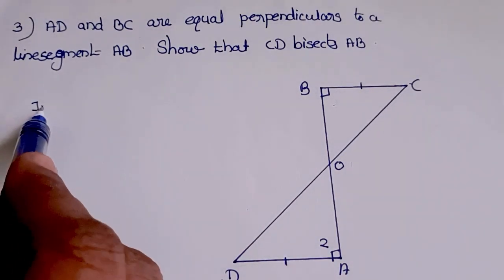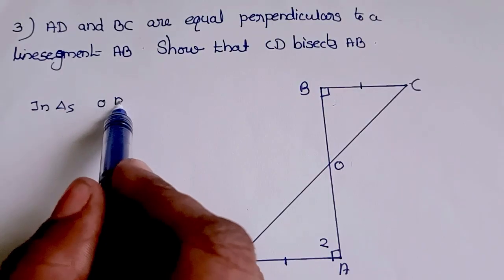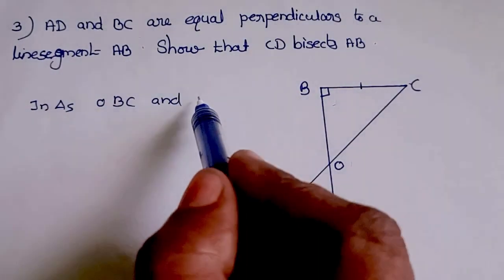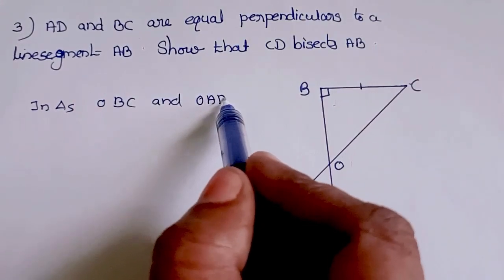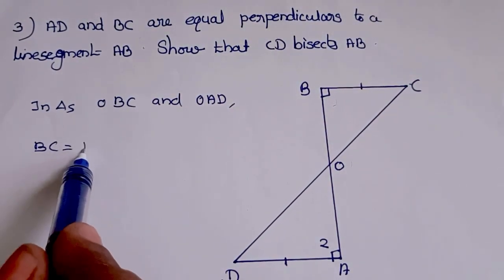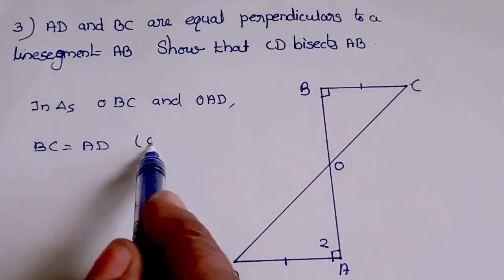In triangles OBC and OAD, we have BC equal to AD, reason given. BC equal to AD, reason given.